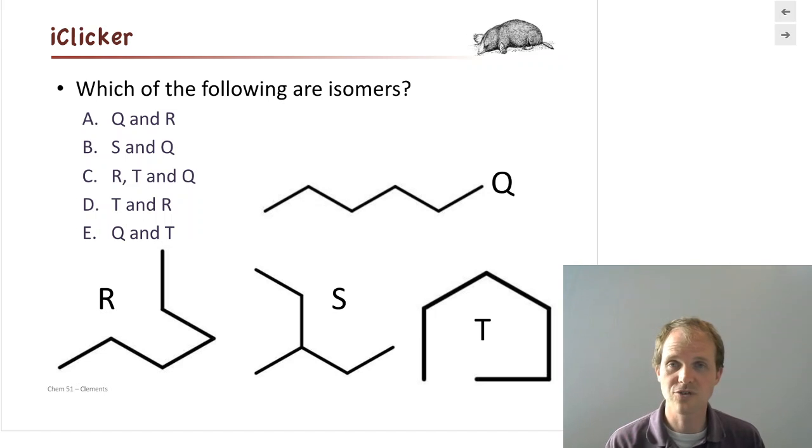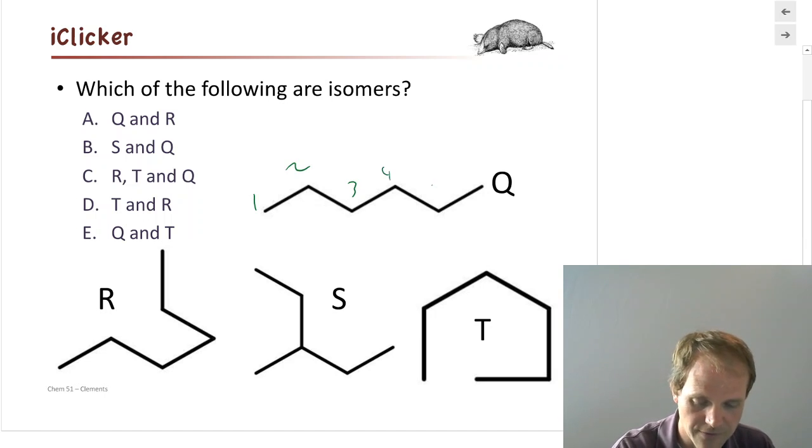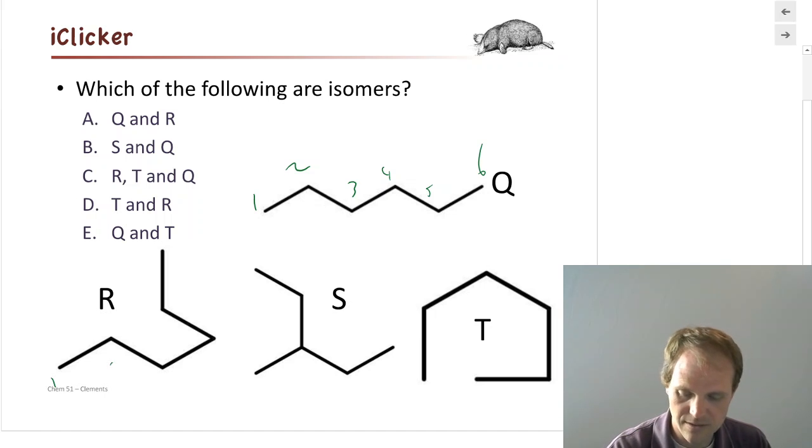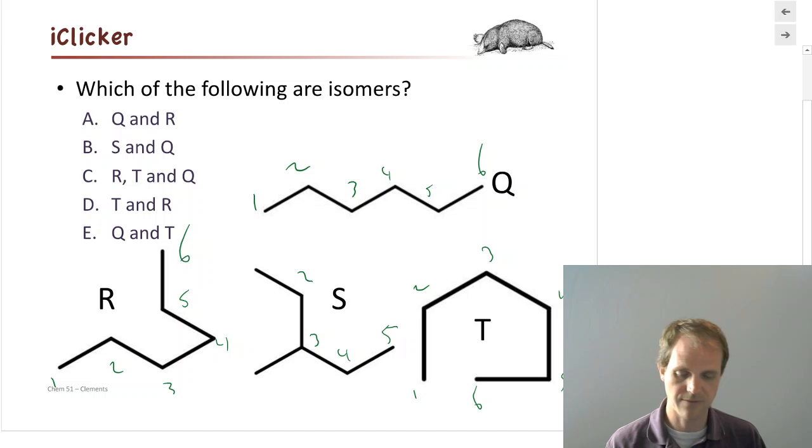Well, hopefully when you're trying to find isomers versus conformers, what you're doing is trying to see, hey, can I make the exact same chain that I did when it was flat? Hey, look, I've got a flat one. 1, 2, 3, 4, 5, 6. 1, 2, 3, 4, 5, 6. 1, 2, 3, 4, 5, 6. 1, 2, 3, 4, 5.